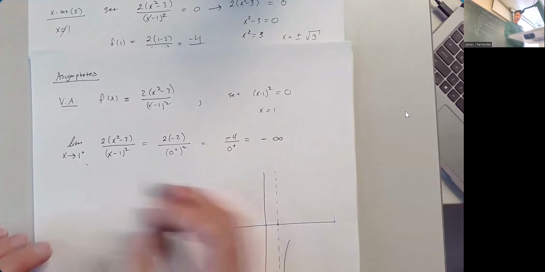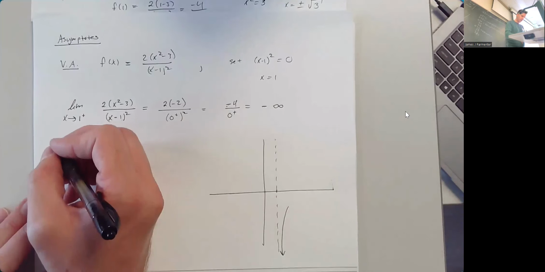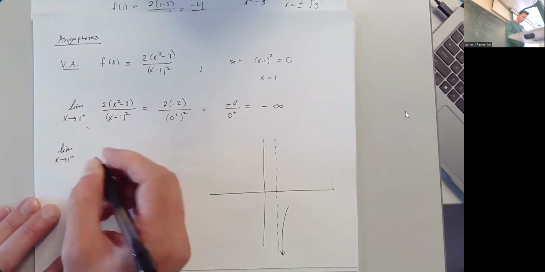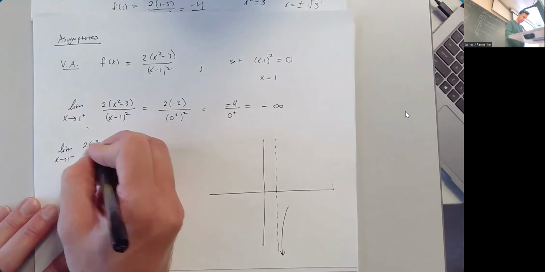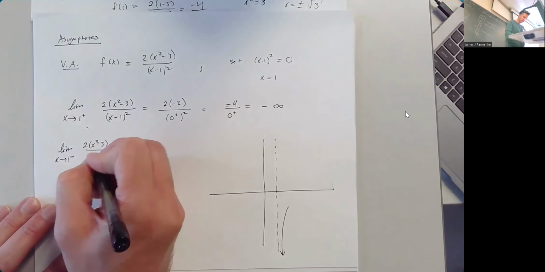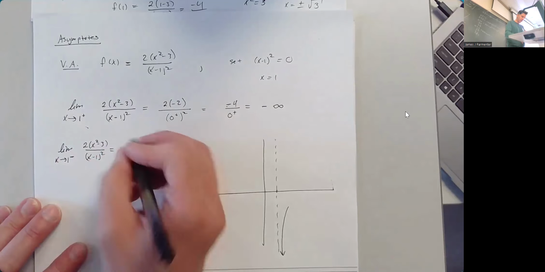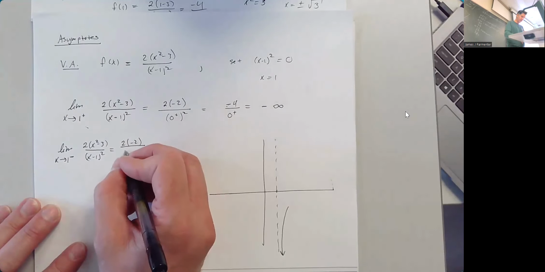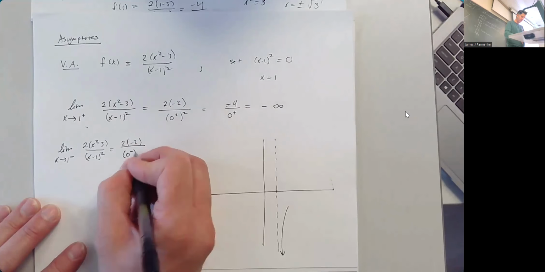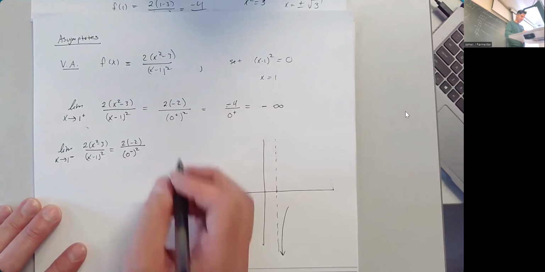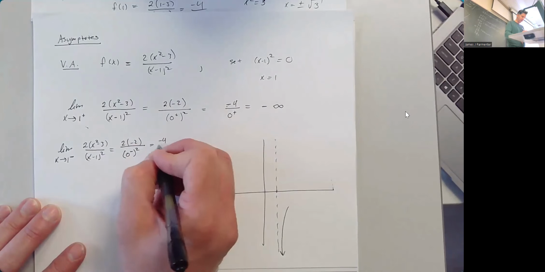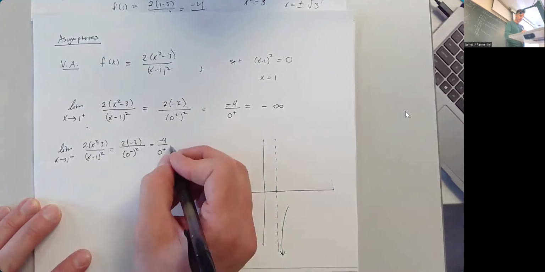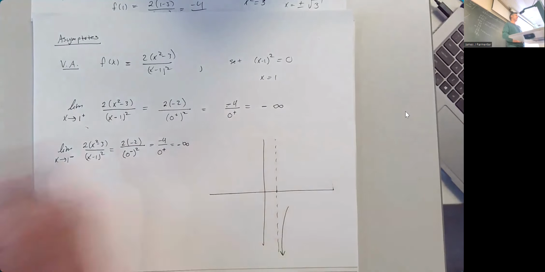On the other side, sorry, you can't quite see that. When I do the limit as x approaches 1 from the left of 2 times x squared minus 3 over x minus 1 squared, I'm going to get 2 times negative 2 again. And the bottom is going to be now a slightly negative number, but still squared. So I still end up with a negative 4 divided by a very, very small positive number, which still gives me a negative infinity as what my limit is.